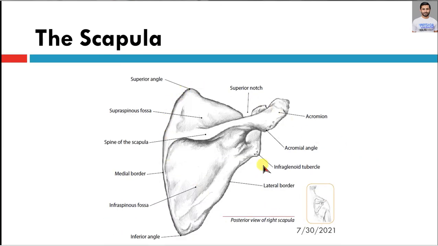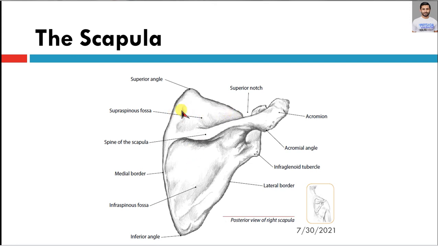This is the dorsal view or the posterior view of the right scapula. Again, we'll try to recall all the borders and the angles: the superior angle, the medial border, the inferior angle, the lateral border, infraglenoid tubercle, the glenoid cavity. The acromion is continuous with the spine of the scapula, and the spine of the scapula divides the dorsal surface into the supraspinous fossa as well as an infraspinous fossa.